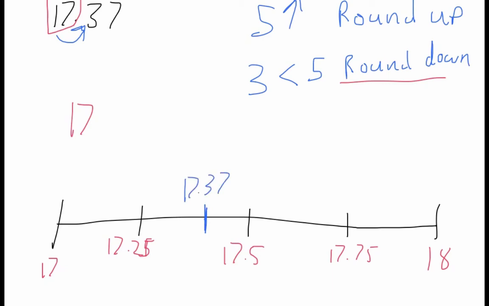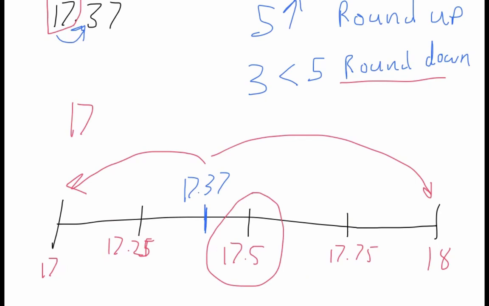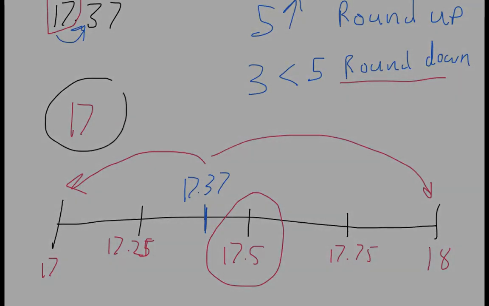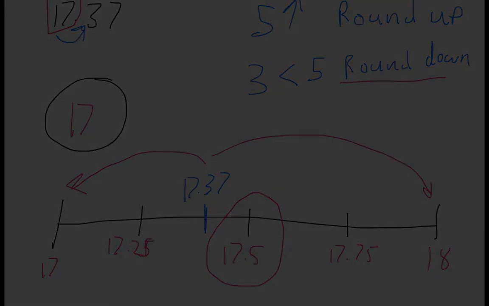So if we now look at this again, we can help ourselves to understand why the rule exists. 17.37 is much closer to 17 than it is to 18. And the marker point is this point 5. And that's why we have this rule about the number 5 or greater, or a number that is less than 5 when we make our decision. So once again, our answer for that first one should be 17. Is that what you got?